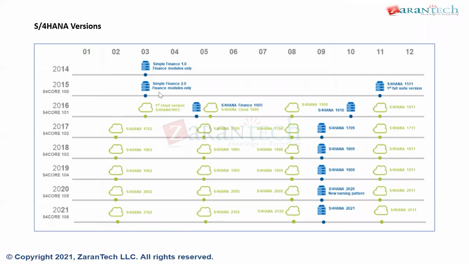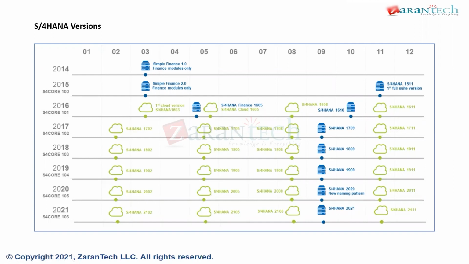released another version in March 2015. That was initially called Simple Finance 2.0. Later, it was renamed to 1503. So when this new naming convention was started, in November 2015, the first full suite version was released. That means all the innovations, all the simplifications were made in all the modules, not only finance: simple logistics, simple sales, simple HR.